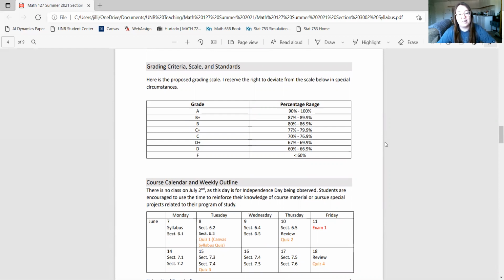So the base letter grades, without the plus, have a much wider range, where you can then get a plus grade by getting within those 2%. So an A would be a 90 to 100, a B plus 87 to 89.9, B would be 80 to 86.9, C plus 77 to 79.9, C is a 70 to a 76.9, a D plus is a 67 to a 69.9, a D is a 60 to 66.9, and anything less than 60 is an F.